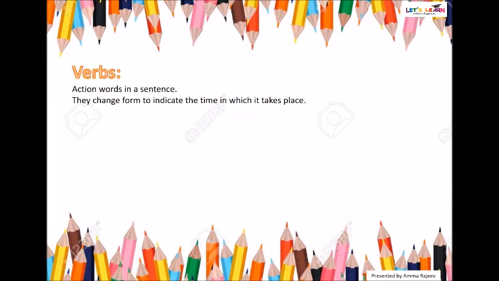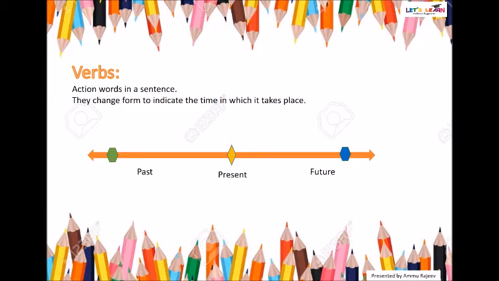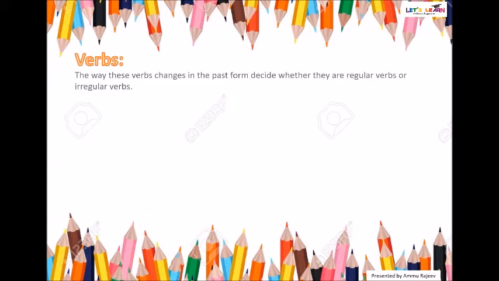We all know that verbs are the action words in a sentence. It changes form according to the time at which the action takes place. An action can happen or begin in the past, present, or future. And according to this, the form of the verb changes in the sentence. The way these verbs change in the past form decides whether they are regular verbs or irregular verbs.